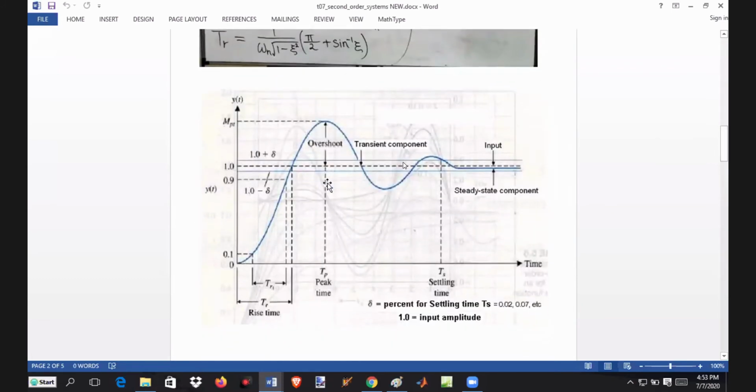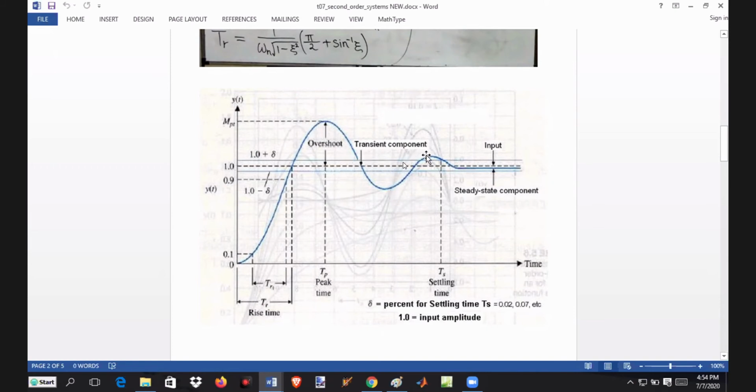underdamping. Under damping, you get oscillation like that. You get overshoot. Overshoot is from here to here. Then you get the transient. Transient is this curvy thing. This blue curve is called the transient component. After that, the transient becomes a horizontal line. You see the input here, the transient horizontal, isn't it? This is called the steady state component.